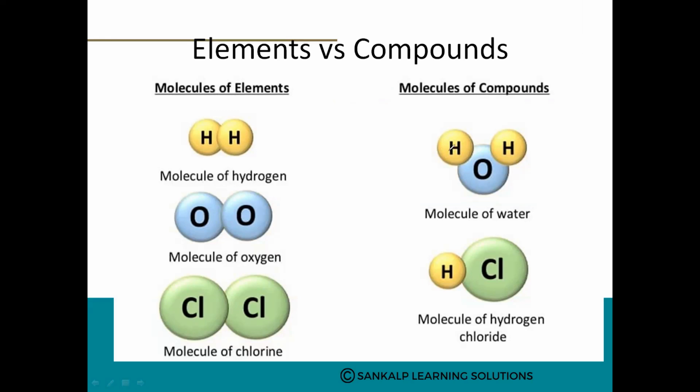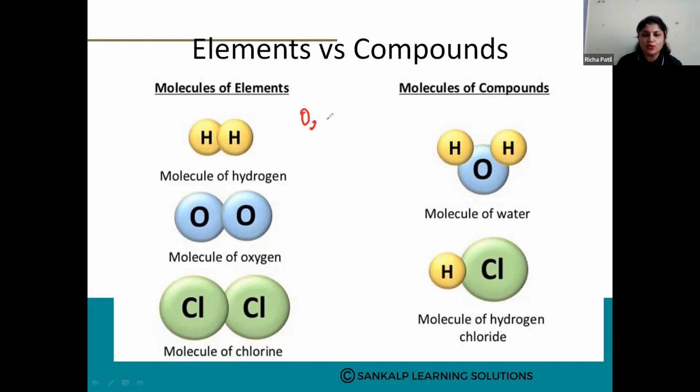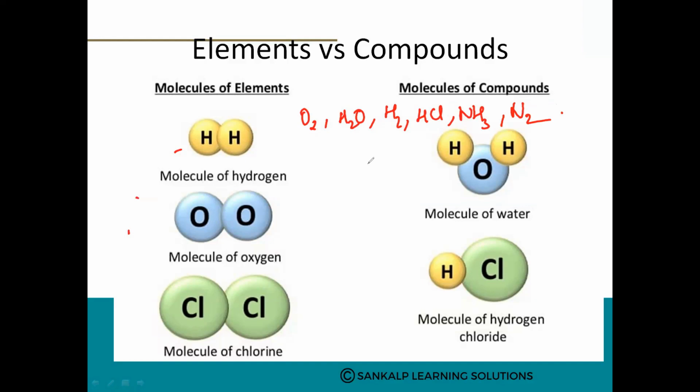Okay, so I'll give you a list of molecules, and you have to tell me: O2, H2O, H2, HCl, NH3, and N2. Which of these are elements and which are compounds? O2, H2 and N2 are elements, and H2O, HCl and NH3 are compounds.